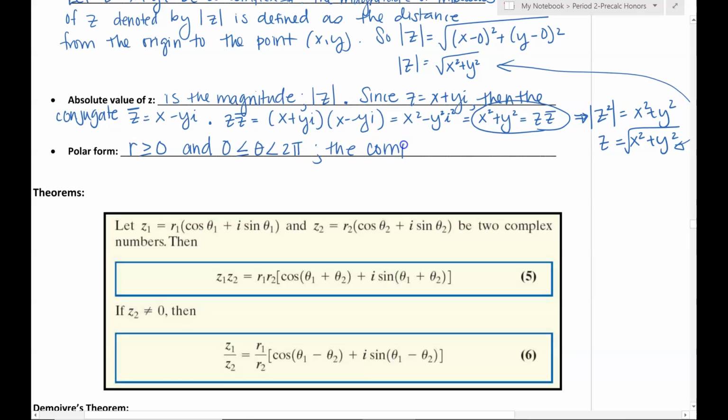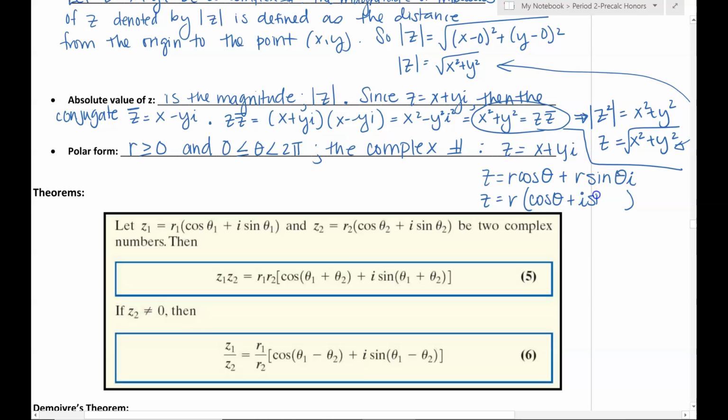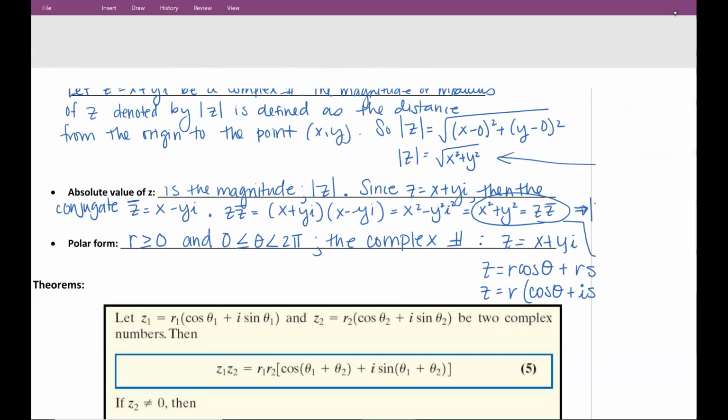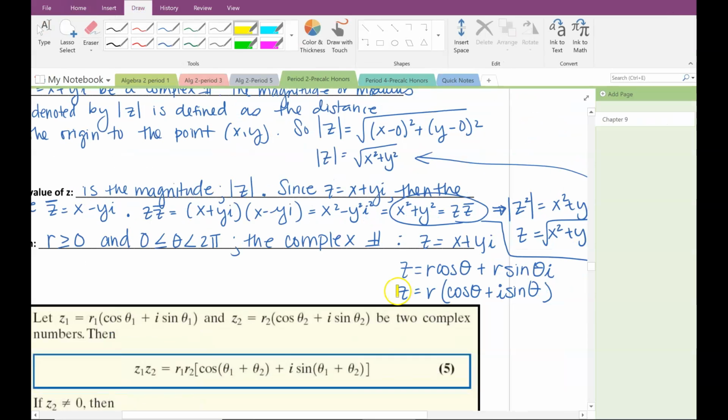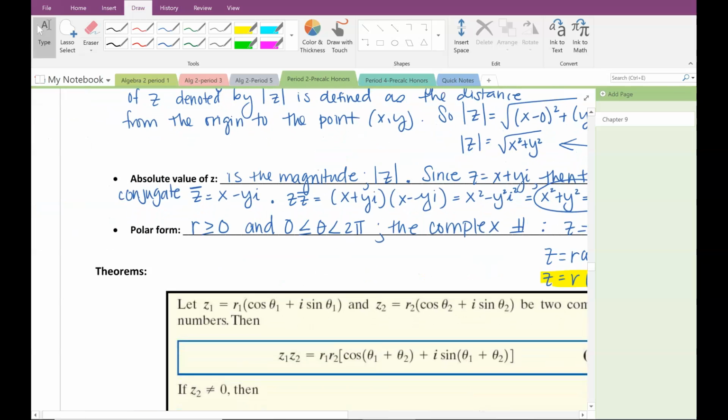The complex number z equals x plus yi is, as you know already, z equals, x in polar form is radius times cosine of theta, and y in polar form is radius times sine of theta, and then we stick an i, the imaginary number, at the end. But we can make this prettier by factoring out the radius. So z equals radius times cosine of theta plus i sine of theta. I do want to highlight that formula. This right here, guys, is the polar form of a complex number.